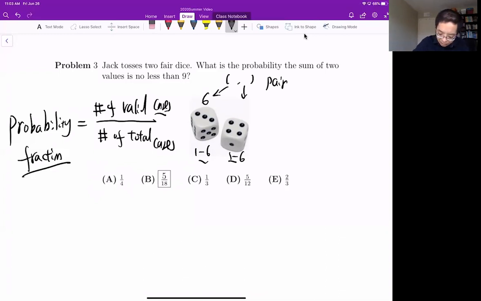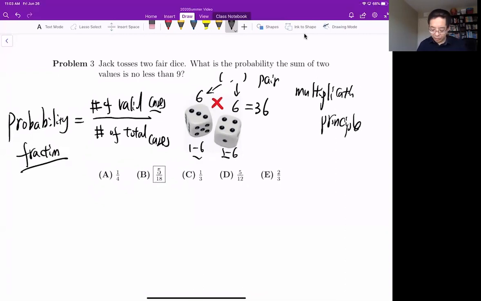And for this, I also have 6 possible values. So the total number will be multiplication. You multiply them together. So this gives us 36. So this is the multiplication principle, right? Okay, so now, before I move on, let me say a little bit about the multiplication principle.